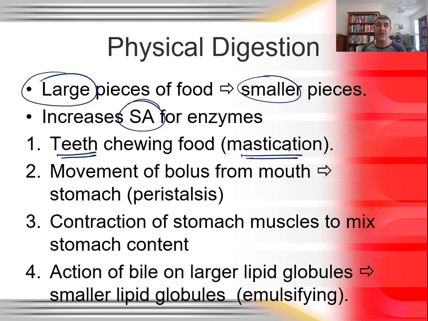It's important that we don't try and swallow our food whole, that we actually try and leave it in the mouth long enough for it to break down into smaller pieces. Now once we swallow, we've got something which is called a bolus, and this bolus then moves from the mouth to the stomach through the esophagus via a process known as peristalsis.